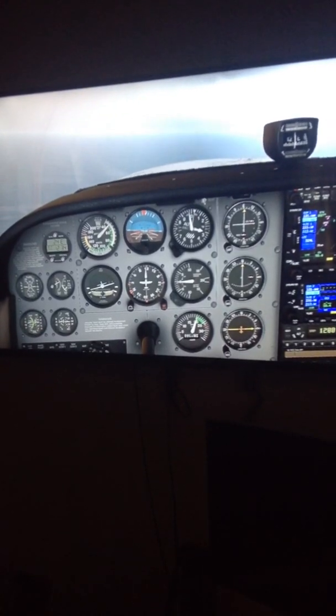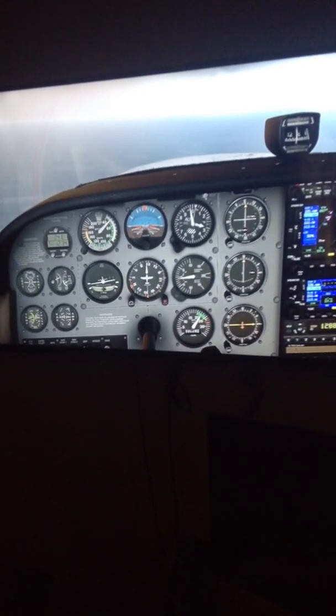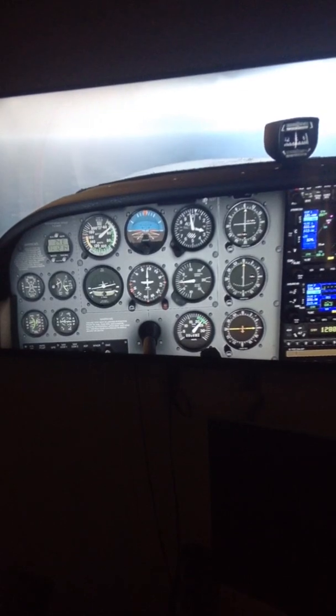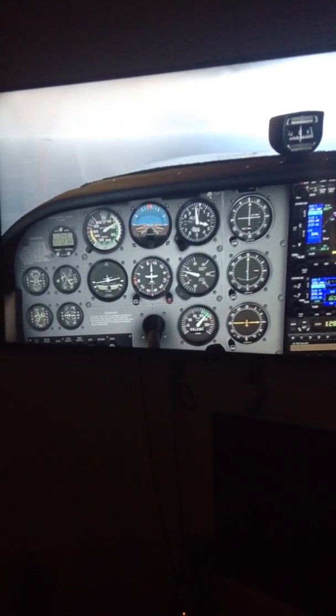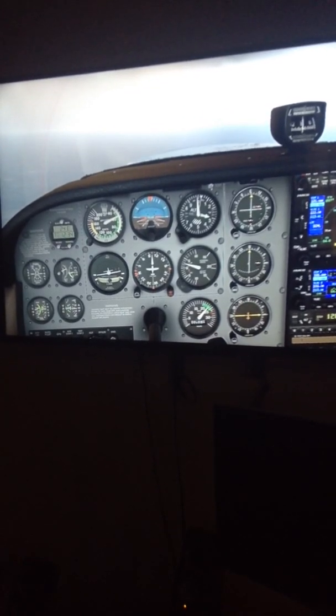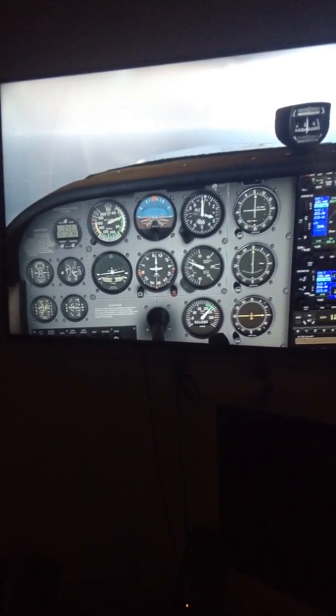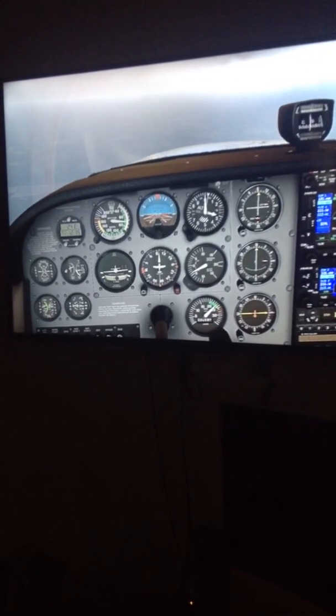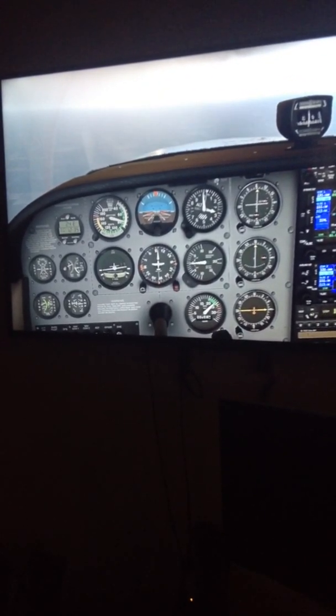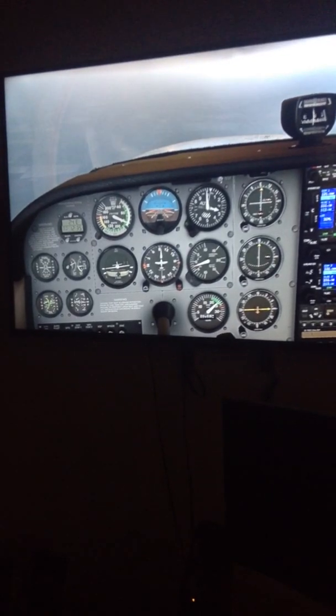And then if you want to come out of slow flight, increase your power. Start lifting your flaps in increments. Watch your airspeed. Your airspeed should come up. We're still at 3,000 feet. And there goes our last notch of flaps.